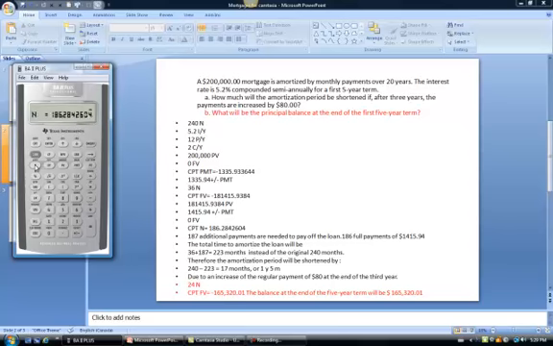So we need overall 187 more payments. 186 will be full payments, and the last payment, the 187th payment, will be less than $1,415. But overall, we need 187 additional payments. So far, we made 36 payments. So overall, we need 223 payments.